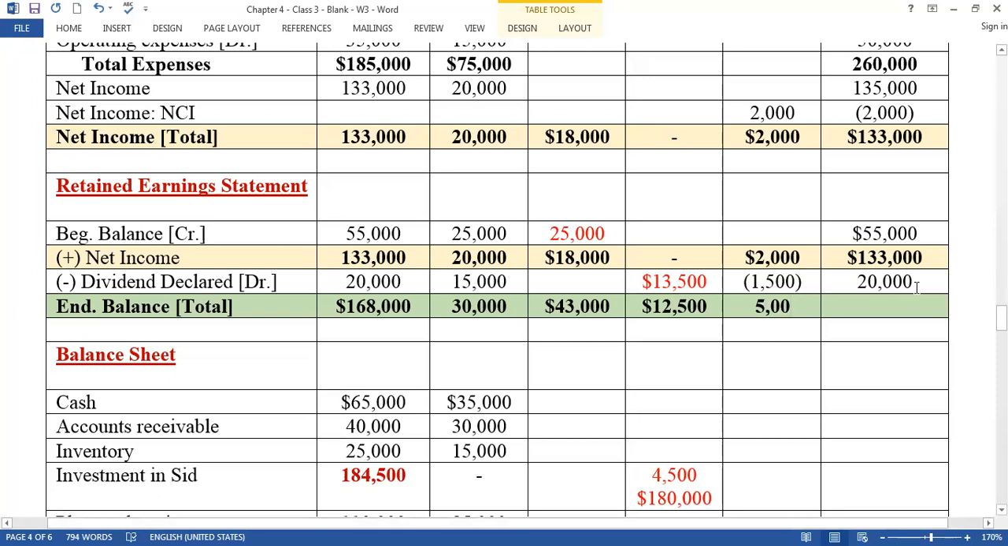And this $20,000, I can put minus, you know that, right? This is also minus. You understand these two, right? This is 43 or 13,500. Mistake. 13,500, 500, and this is minus, right? Because dividend is minus, you know that. Beginning balance, I repeat again: beginning balance plus net income minus dividend, right? Equals, this is $168,000.